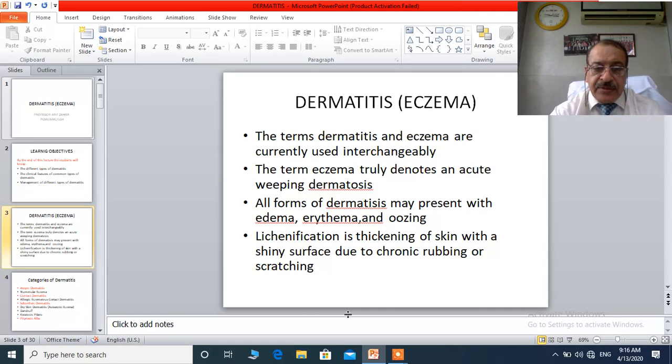There is another popular term, known as lichenification. Lichenification is in fact the thickening of the skin, and it has a very shiny surface. It results from chronic rubbing or scratching. So chronic rubbing or scratching leads to thickening of the skin, which has a very shiny appearance, and that is known as lichenification. This develops in the later stages of dermatitis or eczema.